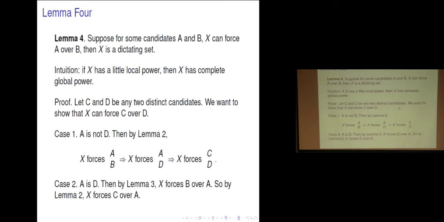Now the other case is similar. Suppose A happens to be D, and then if X forces A over B, then by lemma 3, X will force B over A. So X can force A below anybody, so X will force A below C, but A is D, so X forces C above D, right? So it is quite easy. So lemma 4 says, repeat, if X can just force one pair, then he is a dictator.